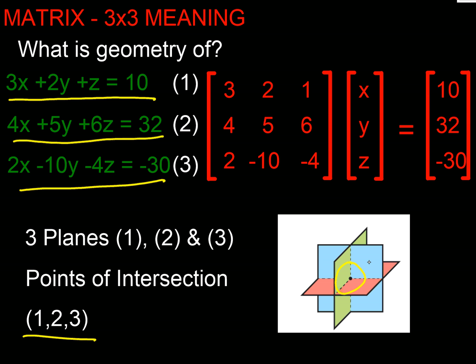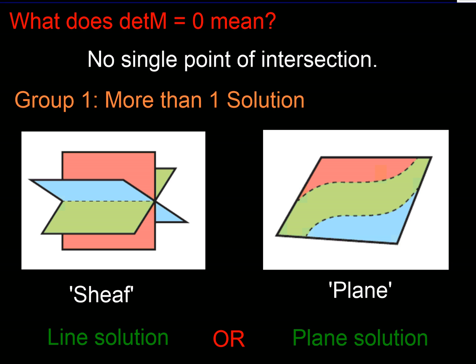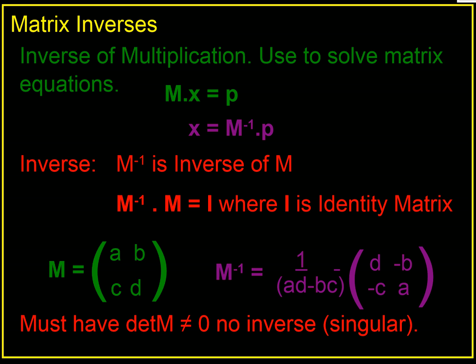We calculated our determinant as 126. What happens if the determinant is 0? Well, again, we've got no single solution. Let's have a look at what we could have. There are some situations where we have more than one solution. The first is if my 3 planes all meet in one line, so I could have a line solution, or the 3 planes could actually be the same plane, so the whole plane is a solution. Both of those would have a determinant of 0.